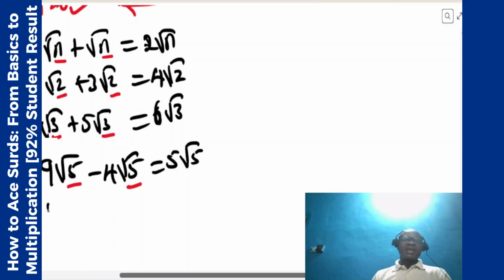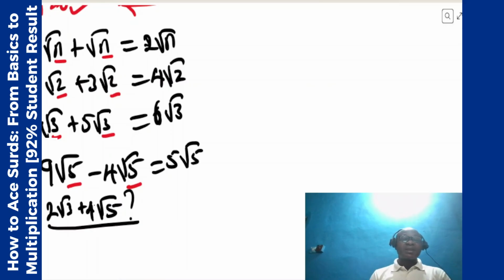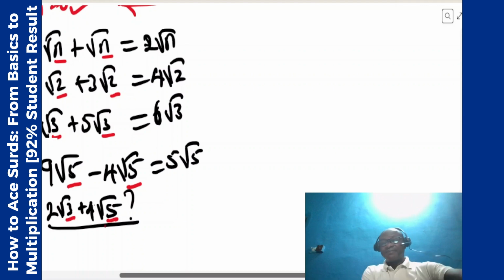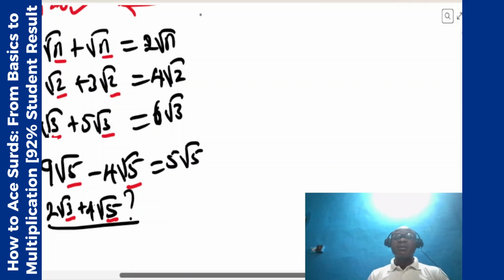But if I give you something like 2 root 3 plus, let's say, 4 root 5, and you are asked to simplify, there is nothing you can do here. The reason is because root 3 and root 5 are not the same. They are not the same, so you cannot add them. They are not similar. So we say surds are similar when the irrational parts are the same. Now, what if I now give you something that looks like this?